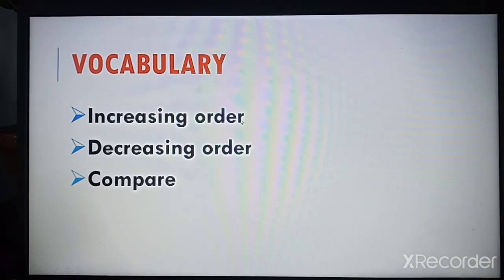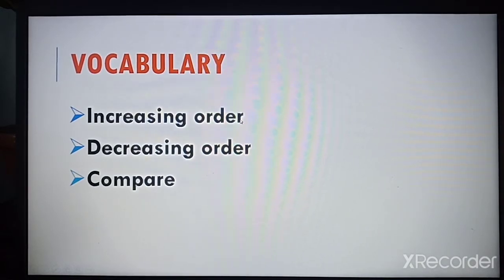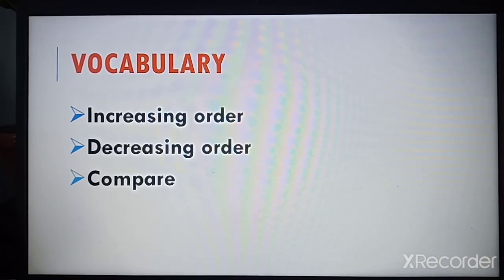When we say increasing order, these are from the smallest to the greater number, while decreasing order is the opposite. Decreasing means going from the greater number down to the smallest number. Compare means you're going to differentiate two numbers. Which one is bigger? Which one is the greater number?